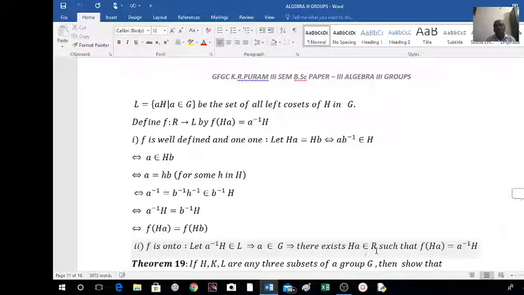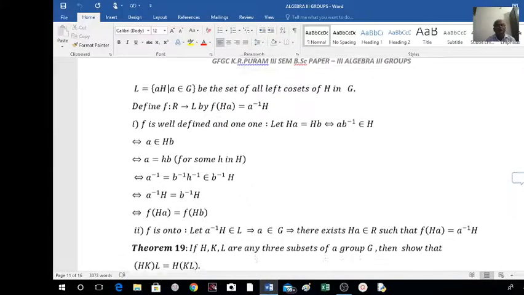If HA belongs to R, according to my definition, f of HA equal to A inverse H. So I have taken A inverse H in the codomain and I have proved that there exists an element HA in the domain such that f of HA equal to A inverse H. This shows that the function is onto. So we have proved that the function is well defined, one-one and onto. Therefore, the function defined is a one-to-one correspondence.